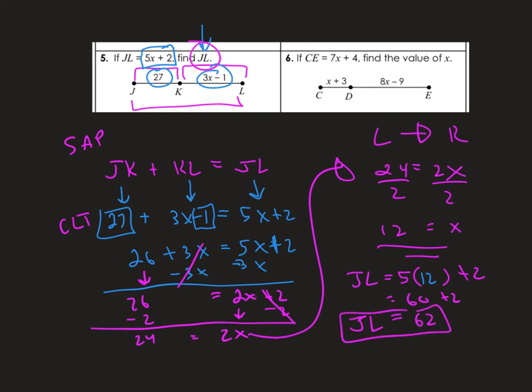Now, just for the record, 3x minus 1 was the length of KL, and x was, again, 12, right? X was 12. So 3 times 12 is 36 minus 1 is 35, and this is 27. If I take 27 and 35 and add it up, I get 62, which is what I said the length of JL was. So here's our final answer, and I feel pretty good about that. We've checked it. Here's our value for x.